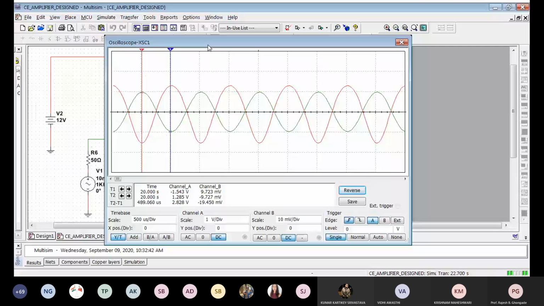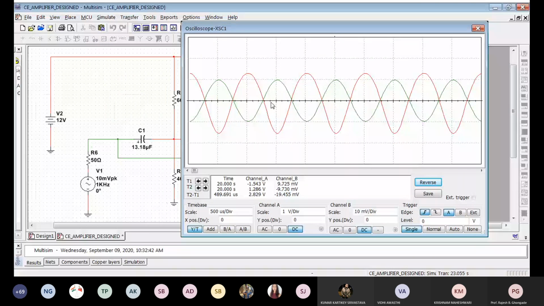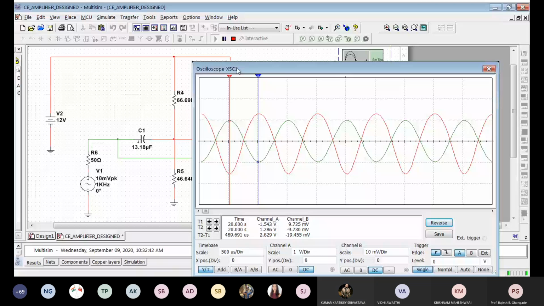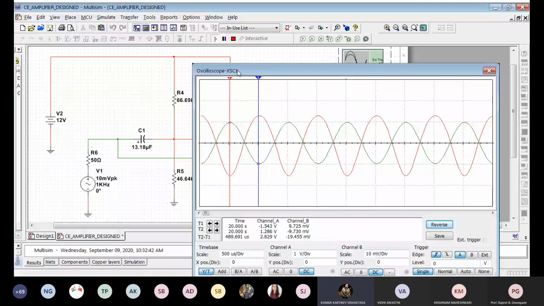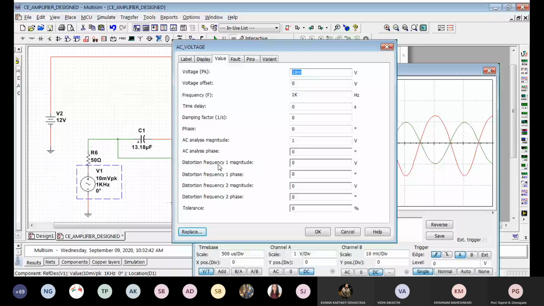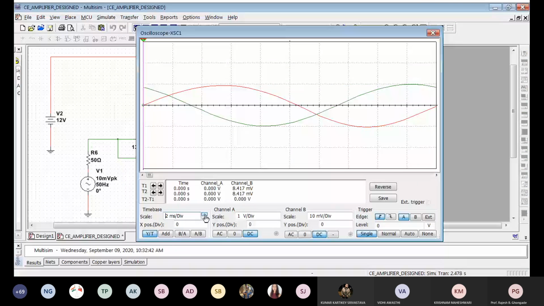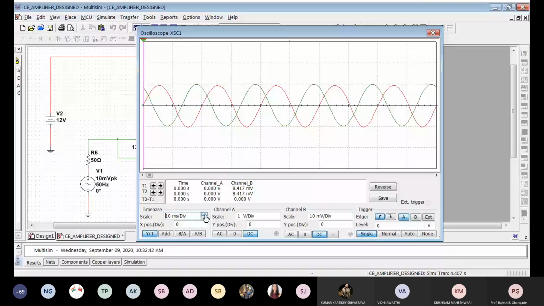Okay, this is not the end of it, by the way. We have to verify what happens at 50 hertz and what happens at 20 kilohertz. So let us try to do that. Here I will change the frequency parameter to 50 hertz first. Run the interactive simulation once again. Change the time base like this.